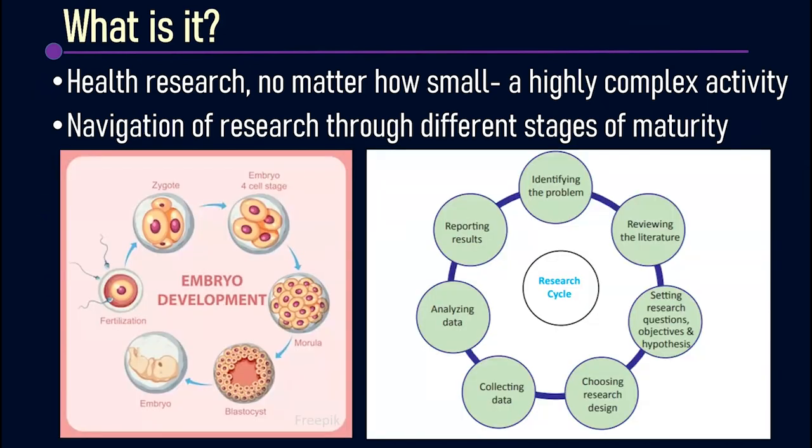This is a pictorial example of how a baby is born. A baby goes through several stages of development, beginning as a fertilized egg. Then the egg develops into a zygote, then morula, blastocyst, embryo, and finally is born as a baby. Similarly, the research cycle also follows a similar pattern. First, you identify the research problem, then review the literature, set questions, objective and hypothesis, choose an appropriate research design, then you collect data, analyze data, and finally you report results.